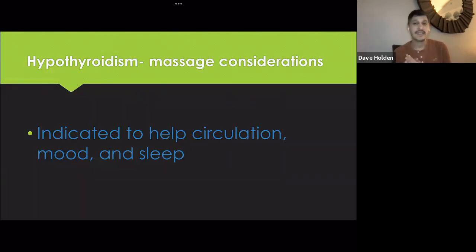Massage is definitely indicated for this condition. It will help circulation, helps control mood, as well as helps them sleep.